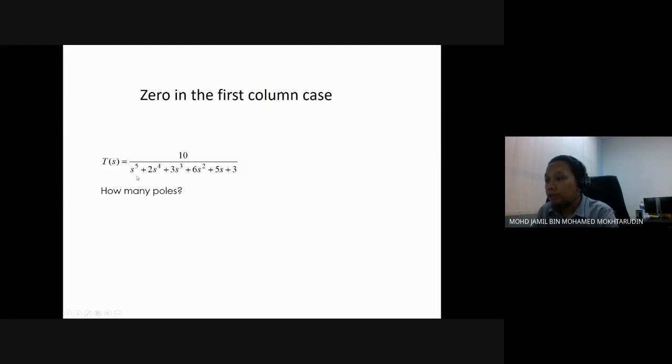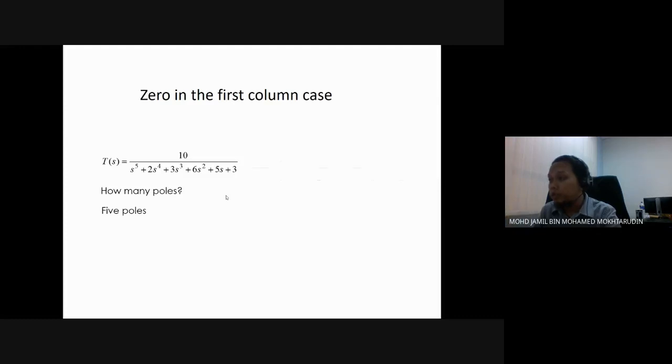Okay, so whenever you have denominator s to the power of 5, then you know that this system has 5 poles. Poles means the roots of the denominator. You don't know the poles, and the only way to know them is by factorizing the denominator. But here the equation is long, so it's hard to factorize. So instead of factorizing, we use the Routh Hurwitz criteria to check for stability because it's easier.